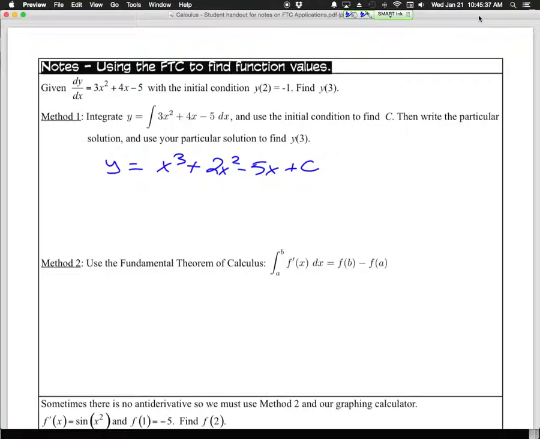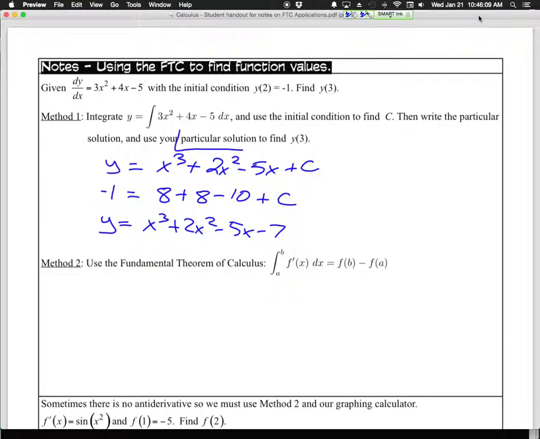Now what do I want to do? Plug in to find c. So I plug -1 in for y and I plug 2 in for x. So that is 8 plus 8 minus 10 plus c. 8 plus 8 is 16, 16 minus 10 gives me 6. When I move the 6 over, that tells me that c is equal to -7. So that means y equals x cubed plus 2x squared minus 5x minus 7.